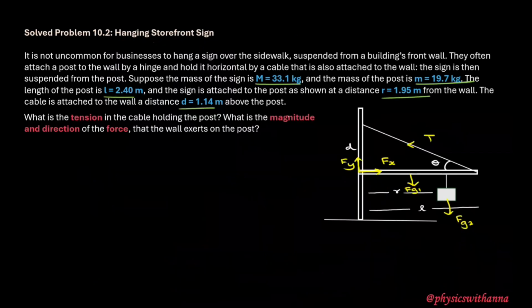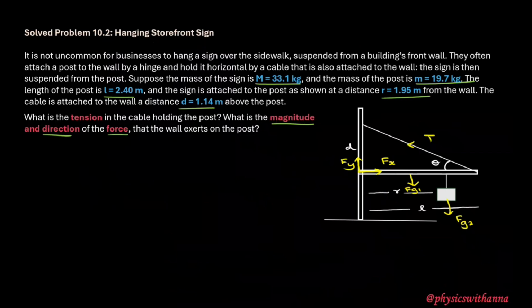Then in the next part, we need to find the magnitude and direction of the force that the wall exerts on the post. The force that the wall exerts on the post is first the normal force, which we have written as the horizontal force Fx, and the force of friction, which we have written here as Fy. The magnitude and direction of the force will be the resultant of these forces and its direction.